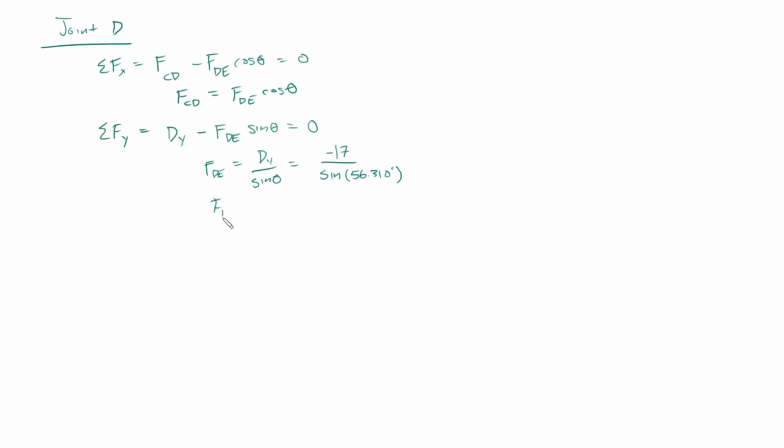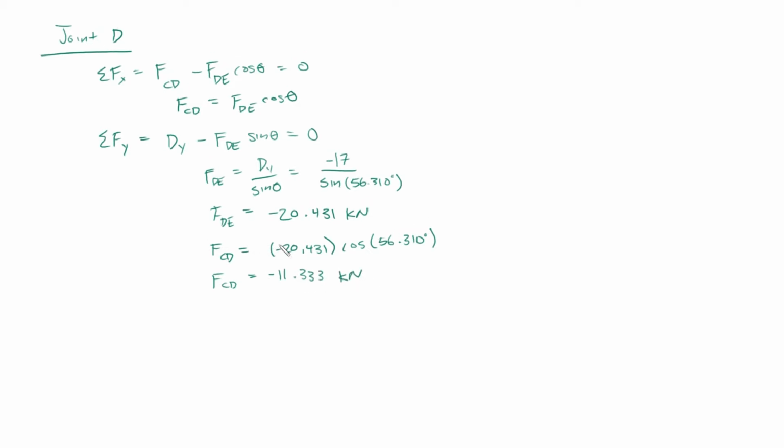So what we get for FDE is equal to negative 20.431 kilonewtons. And what we can say for FCD is that it equals negative 20.431 kilonewtons times the cosine of 56.310. And FCD would then equal negative 11.333 kilonewtons. So now we could describe whether this two-force member or these two force members are in tension or compression.